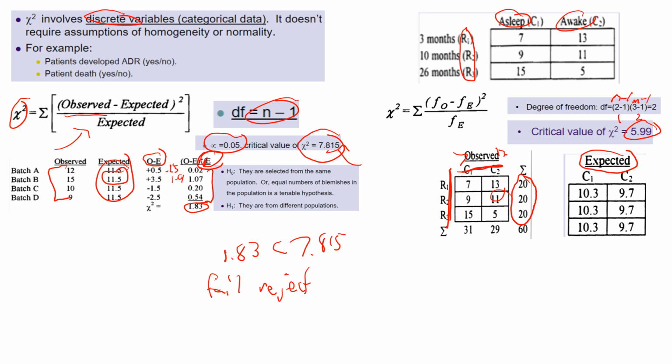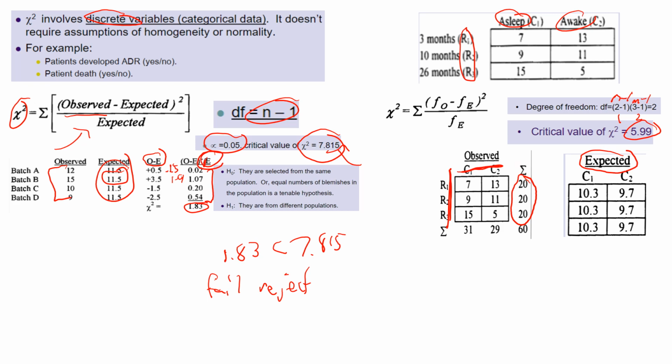So this is why we always have this 20, because this value on the side here is the sum of the values in our rows. So 7 plus 13 is 20, 9 plus 11 is 20, 15 plus 5 is 20.